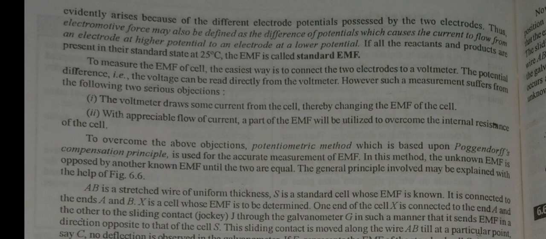To overcome the above objections, the potentiometric method, which is based upon the Poggendorff compensation principle, is used for the accurate measurement of EMF. In this method, the unknown EMF is opposed by another known EMF until the two are equal. The general principle involved may be explained with the help of figure 6.6.